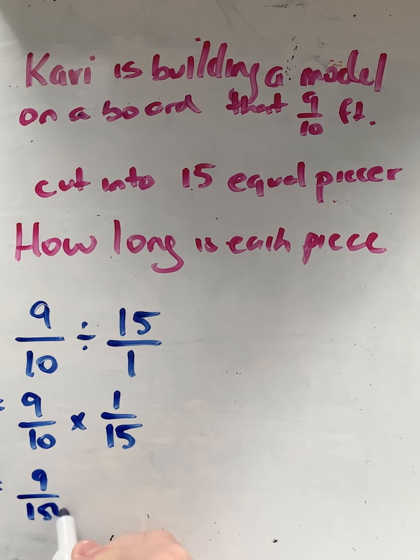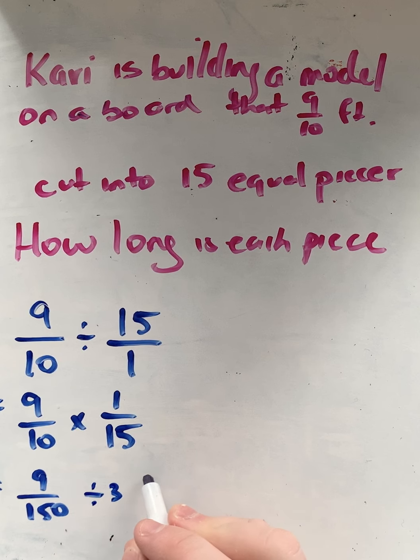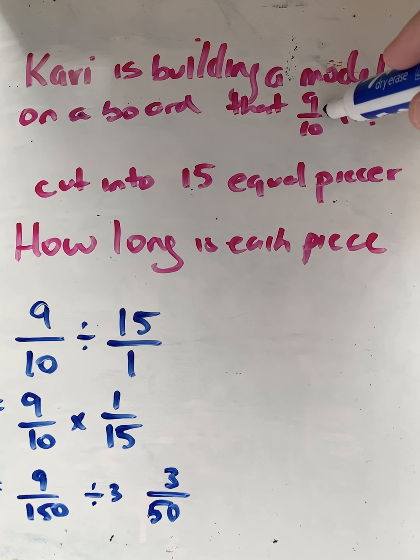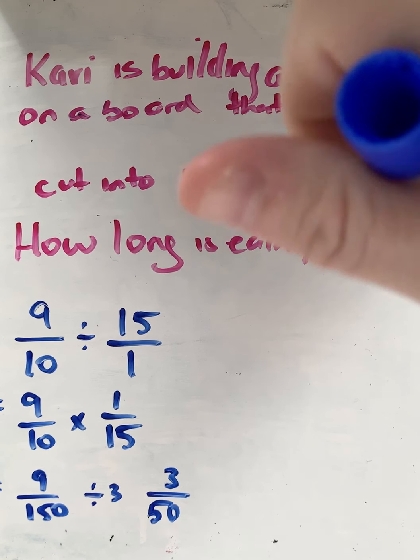9 over 150. Can we reduce it? Yes, we should be able to reduce it, right? Because 3 goes into 9 and 3 goes into 15. So we're going to reduce it by 3. 9 divided by 3 is 3, 150 divided by 3 is 50. So each one is going to be 3/50ths of a foot. Okay? So again, we just take the information that we're given, we take the first number, we divide it by the amount that we're going to do.